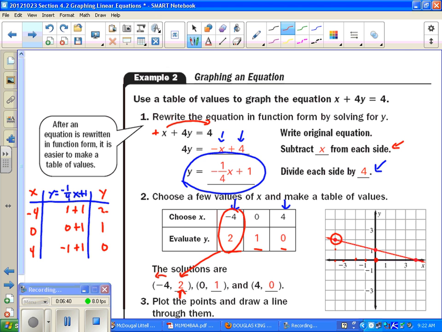There's your first point. The second one, 0, 1, tells you don't go left or right at all, but go up 1 time. So there's your second point. And then your third one tells you to go to the right 4 times, 1, 2, 3, 4 times, and don't go up at all. So there's your third point.